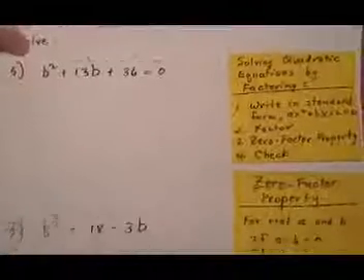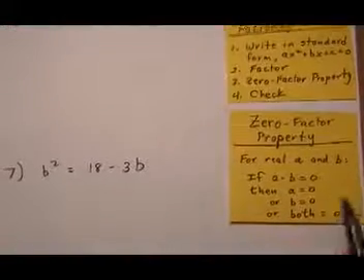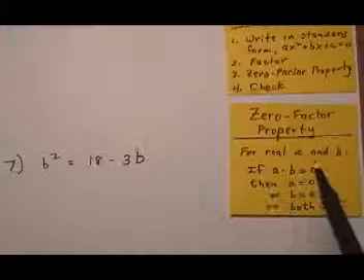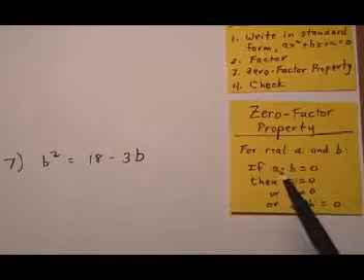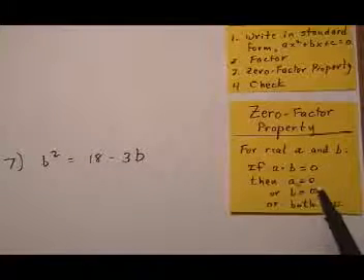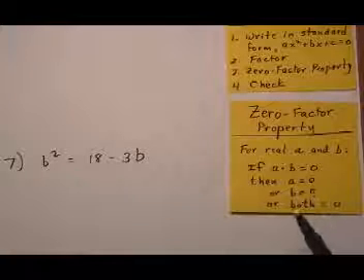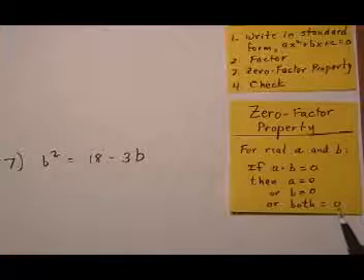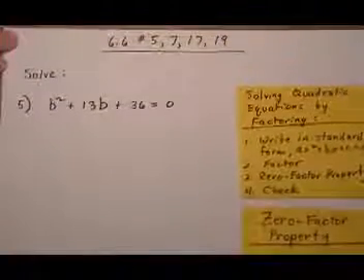And in case you didn't see the last video clip, the zero factor property tells us that for any real numbers a and b, if a times b equals 0, either a equals 0, b equals 0, or both a and b equal 0. So we'll apply that within the solving of the equation.